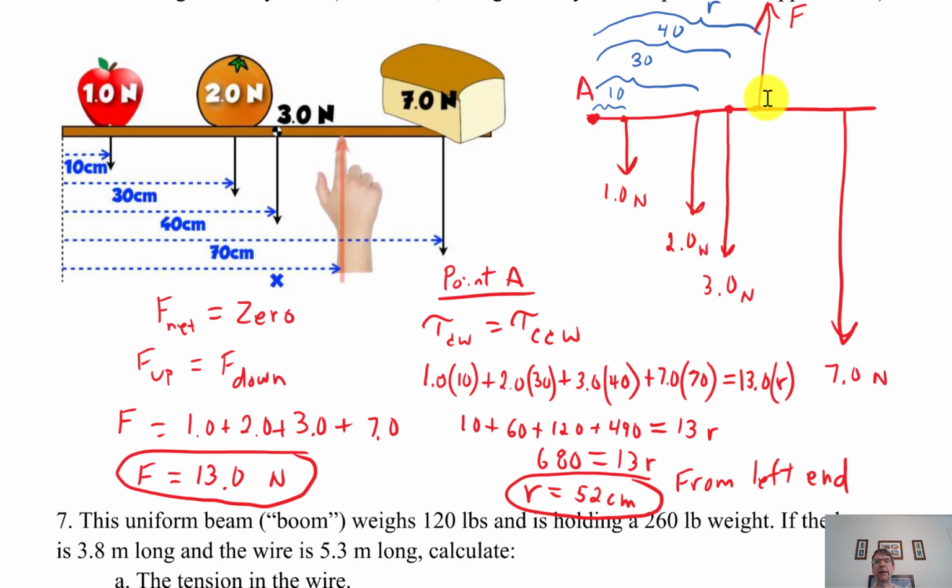And then the force F, the 13 Newton force, is trying to hold it up relative to point A, making it turn counterclockwise if it could turn, but we don't want to turn it, we just want to hold it steady. All right? So it's pretty straightforward.